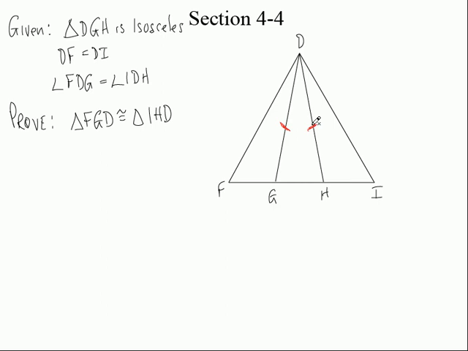We use that a lot. We use a lot of properties. We use a lot of definitions. We use theorems and postulates and stuff like that. So this is one of the things we're going to use, the definition of an isosceles triangle.